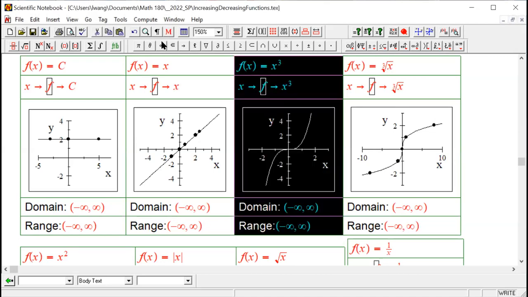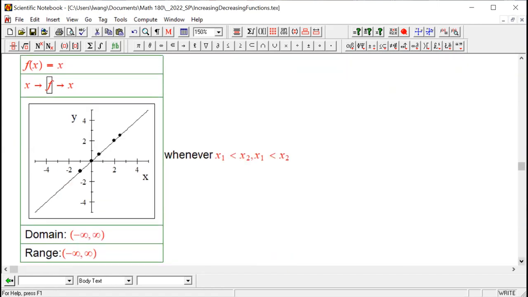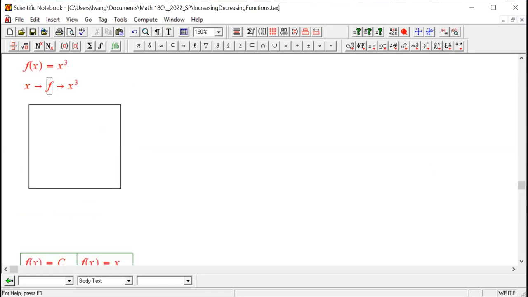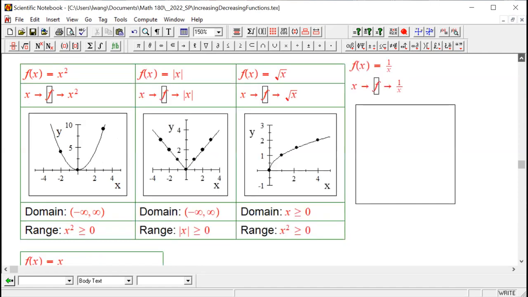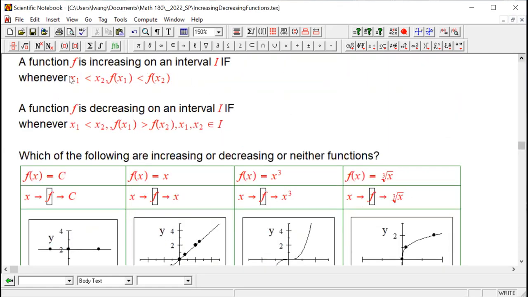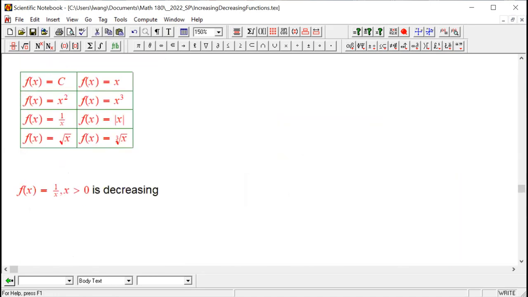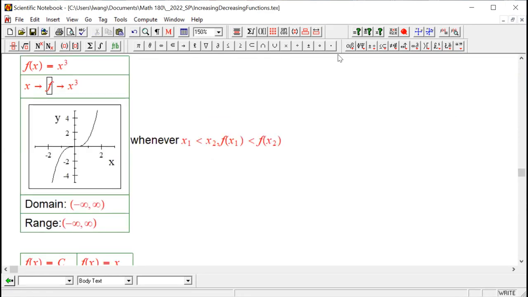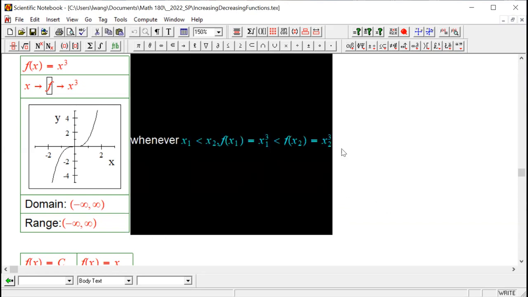x raised to the power 3. This looks like an increasing function as well. What's the definition of an increasing function? Whenever x1 is less than x2, we have an x1 here, we have x2 here, one is less than the other. For x raised to the power 3, f of x1 is going to be x1 to the power 3, and that is going to be less than x2 to the power 3. So that is also true. This is always true.